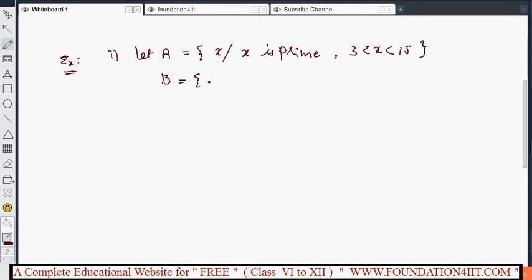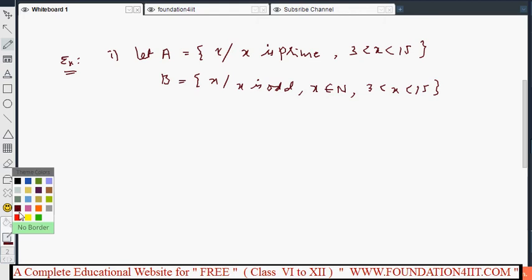Set B is the set of X such that X is an odd number, X belongs to natural numbers. You have to describe first, then only we can say 3 is less than X less than 15. Now these two are in set builder form. Now if you write in roster form, you will get it clearly.